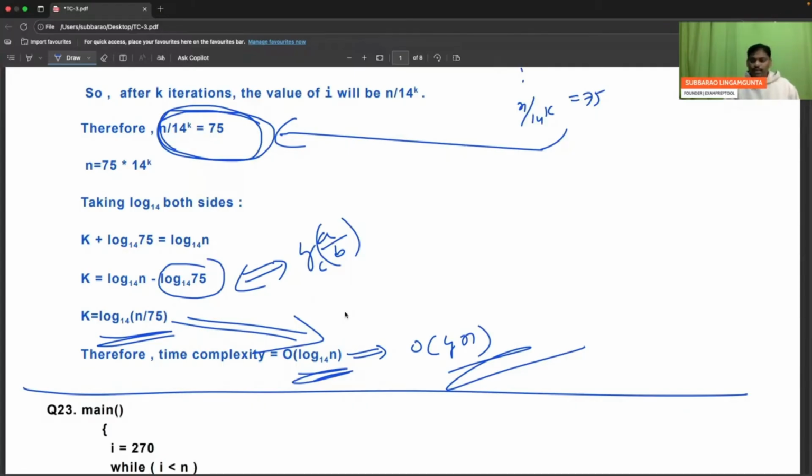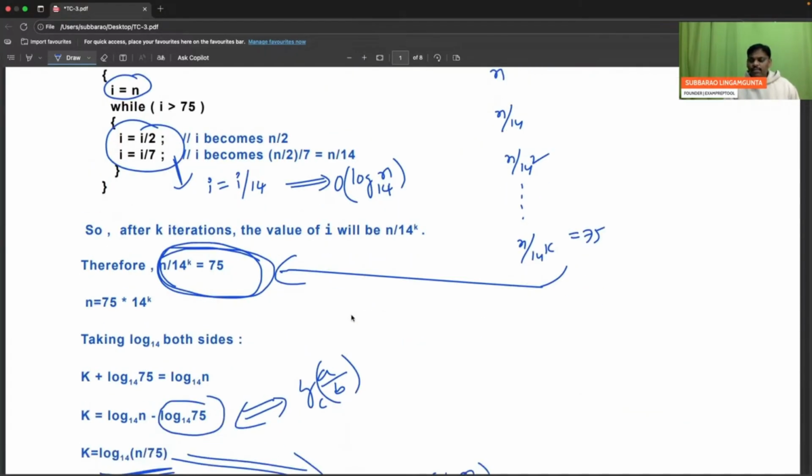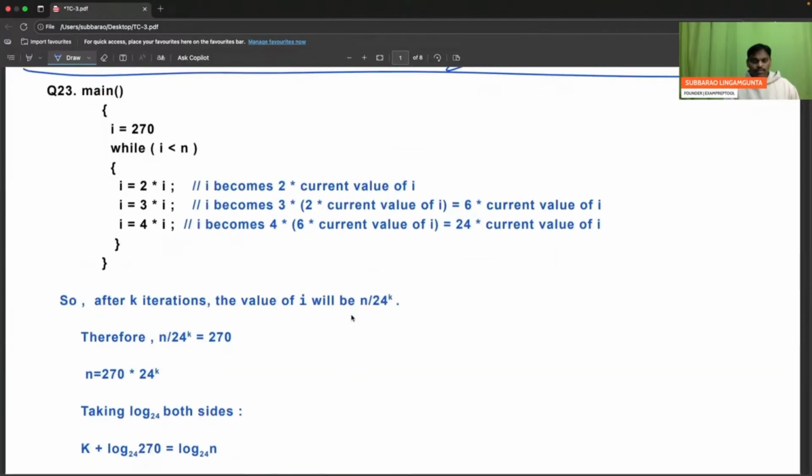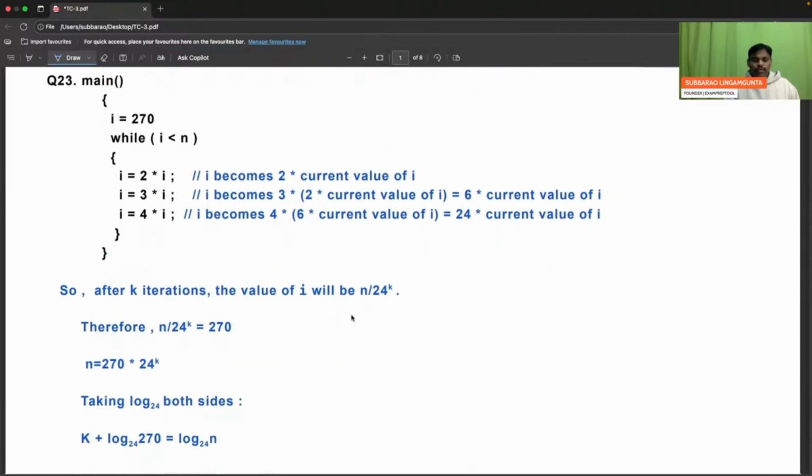Please verify properly. If you have even a small doubt, you can comment in the comment section. So question number 22 is done. What is question number 23? Go to question number 23. Everyone try to see this one.